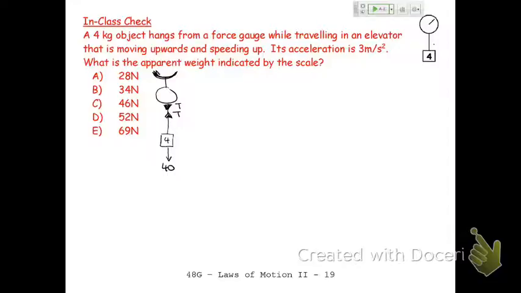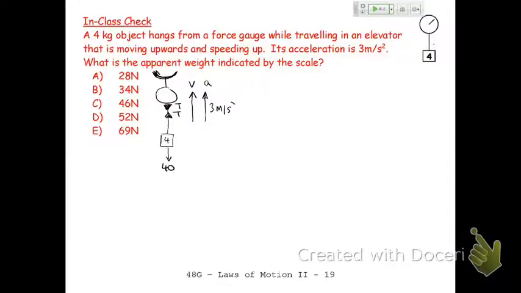So a 4 kilogram object hangs from a force gauge while traveling in an elevator that is moving upwards and speeding up. If I'm moving upwards and speeding up, which direction is my velocity in? Which direction is my acceleration in? Because you speed up when your velocity and your acceleration point in the same direction. Its acceleration is 3 meters per second squared.